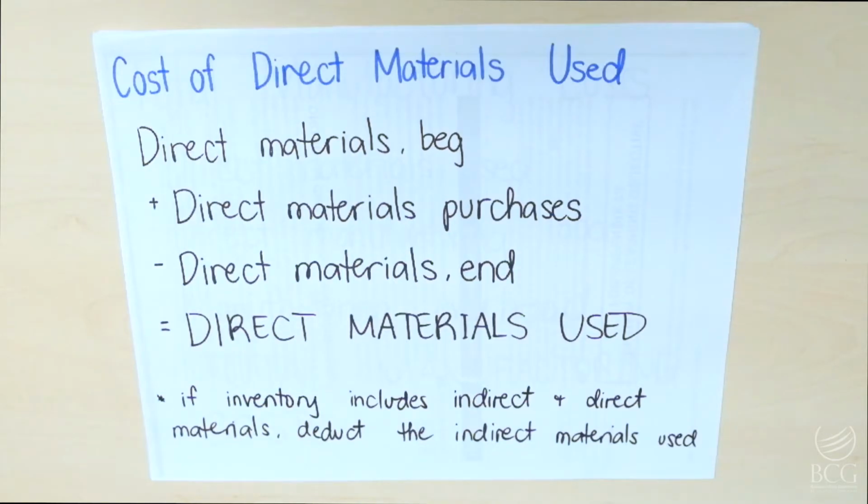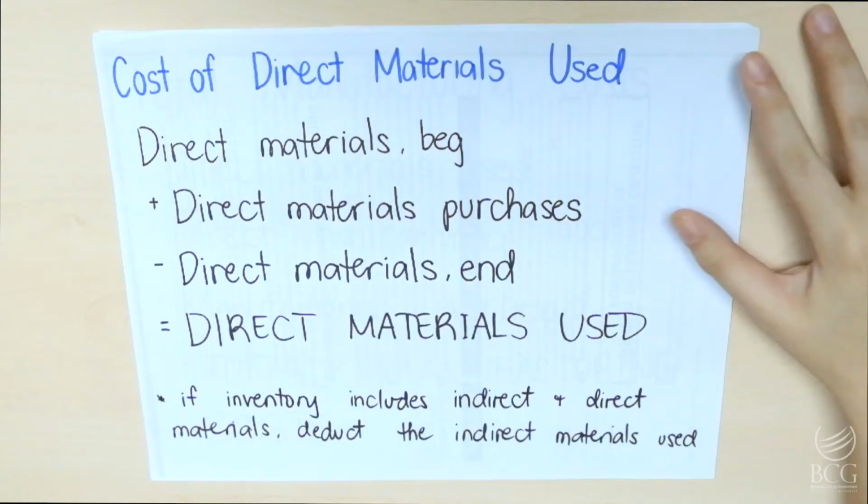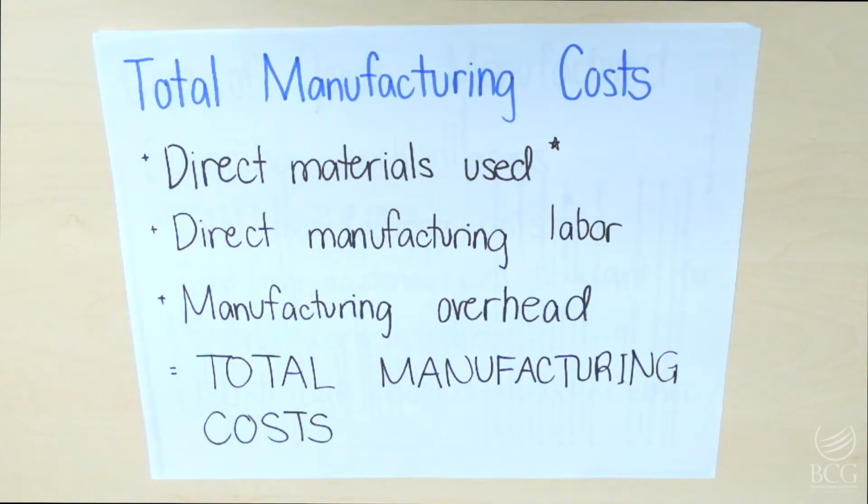To get the direct materials used, you need to add the beginning inventory to the purchases and then deduct the ending inventory. Take note that if the material inventory is composed of direct and indirect materials, then you must deduct the indirect materials used to get the direct materials used. You then add the direct materials used to the direct manufacturing labor and manufacturing overhead to get the total manufacturing costs.